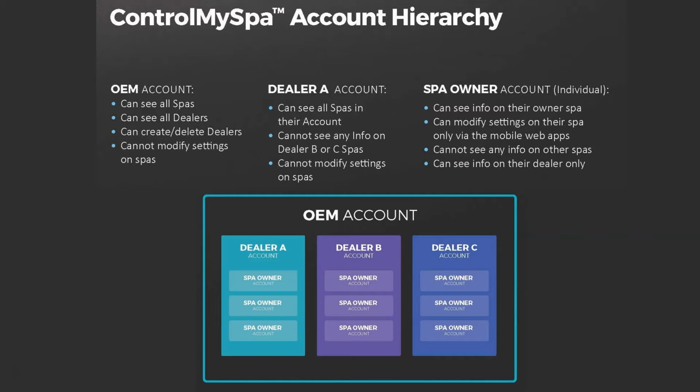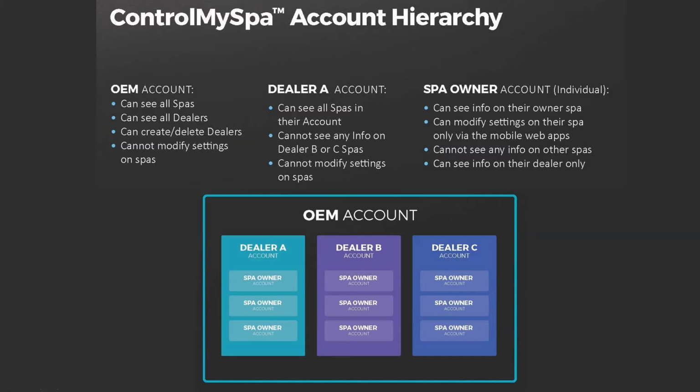The dealers are set up by the OEMs. It's a one-time deal. The OEMs set up the dealers one time. Dealer A can see all of their spa owners, but dealer A cannot see, in this example here, any of dealer B's spas or dealer C's spas. They cannot modify, just like the OEM, any of the settings on the spas, but they can get the settings. They can find out what the temperatures are, what the fault logs are, etc.